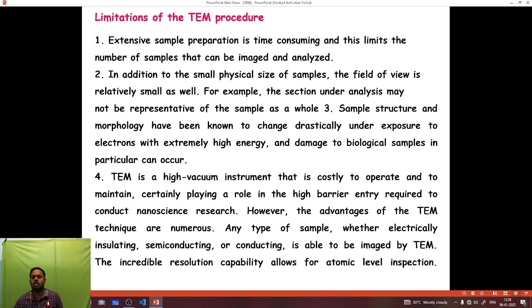That information may not be the same for other parts of the sample. So we cannot exactly say that the whole sample has these kinds of properties. In the particular area, we can identify the particles, the crystal structures, and the elements present in the sample. But anyway, the advantages of the TEM technique are numerous, as we have seen just now. We can get a lot of parameters from nanometer-sized samples.